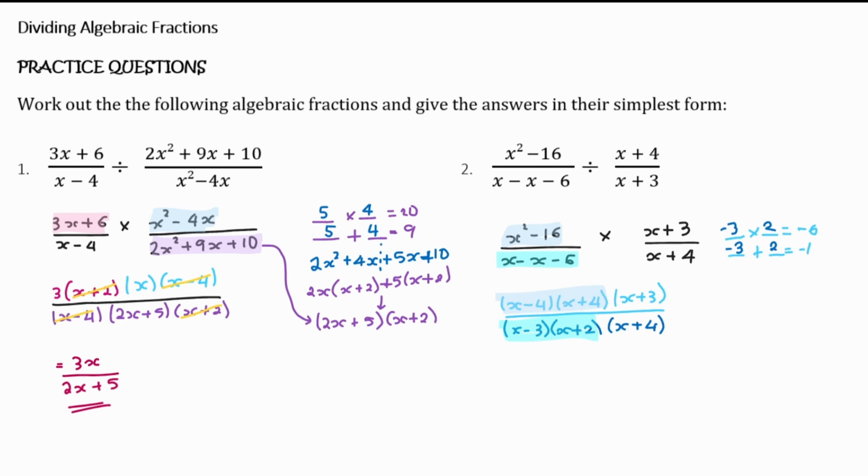So the only common factors we've got here are x plus 4, which leaves us with x minus 4 and x plus 3 in the numerator, and x minus 3 and x plus 2 in the denominator. And that is our final answer for number 2.